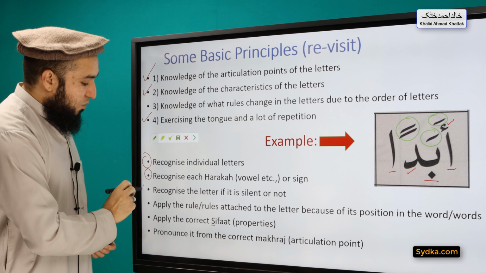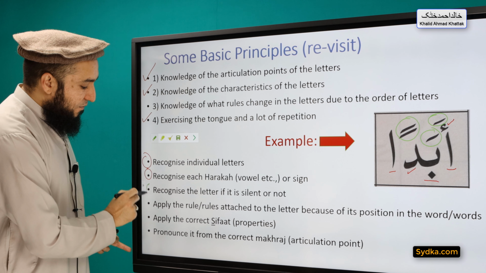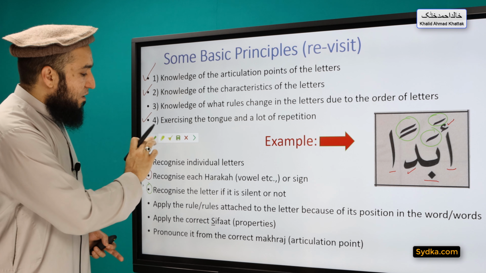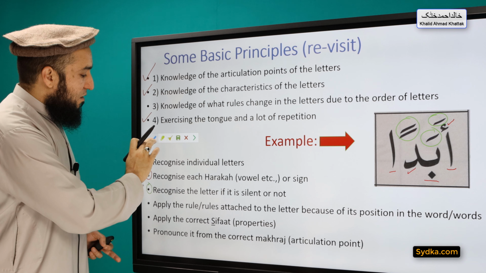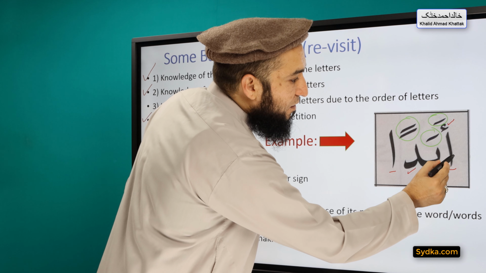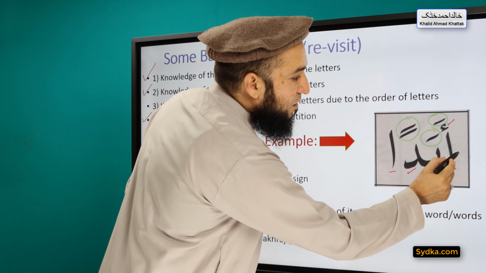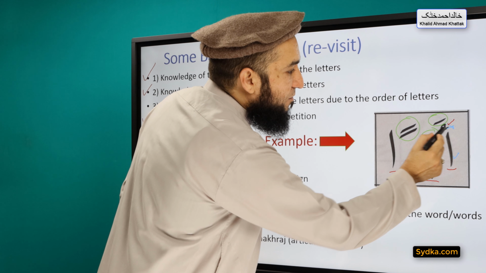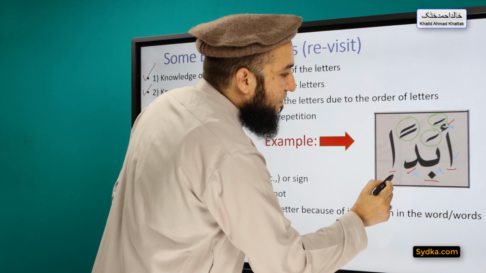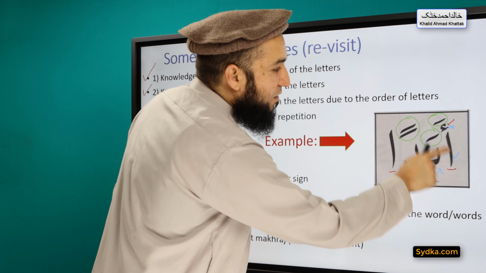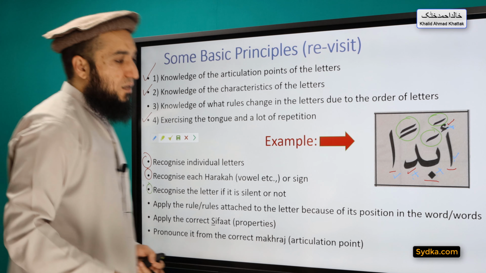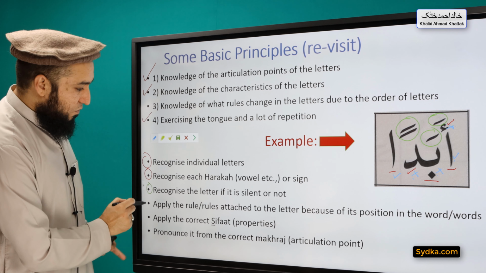And the next one is we have to recognize which letters are silent and which aren't. Let's change the color. Okay, blue. So if you see here, alif, this is silent, and this one is not. Ba is not silent. Dal is not silent, and alif is silent. So alif is silent. Hamza is not silent. Ba is not silent. Dal is not silent, and alif is silent. So we recognize those ones.